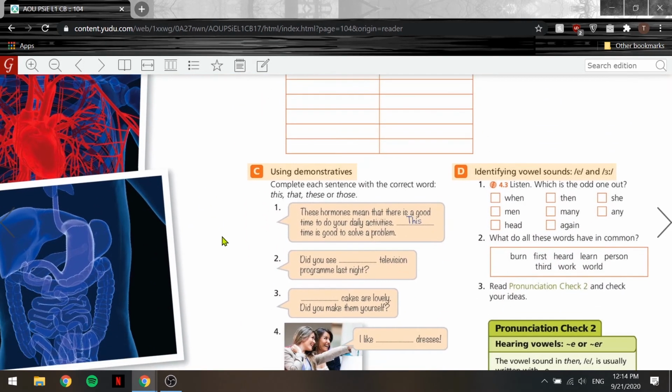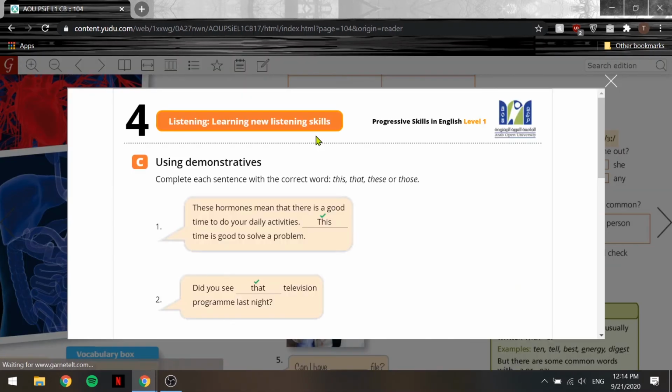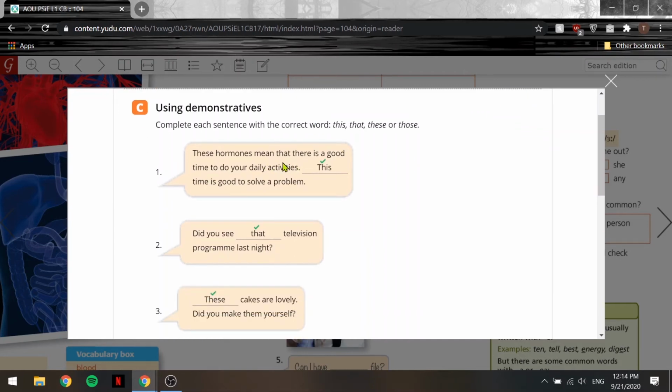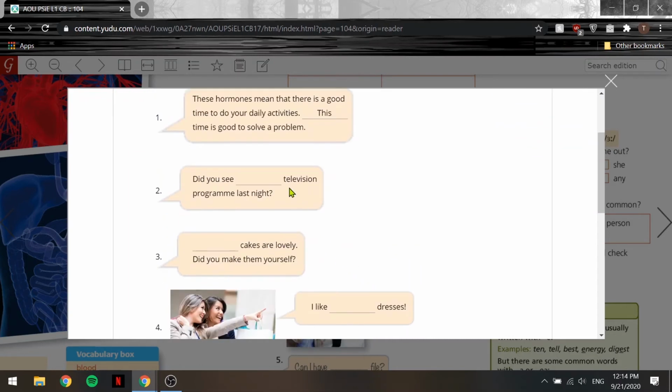Here we have exercise C, using demonstratives. Complete each sentence with the correct word: this, that, these, or those. These hormones mean that there is a good time to do your daily activities. 1. Dash time is good to solve a problem. I'll say this time is good to solve a problem.